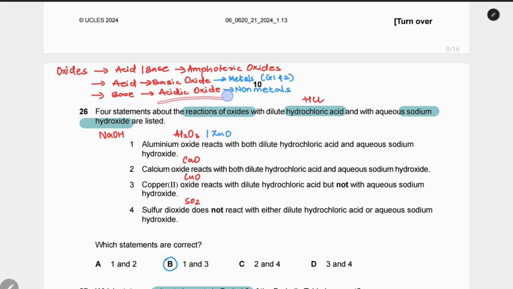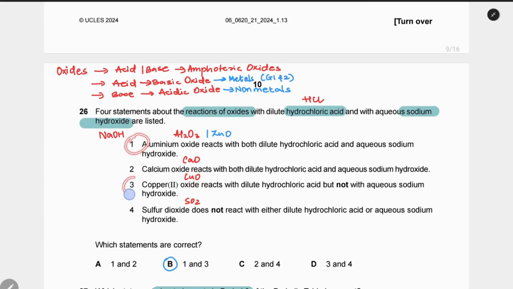And if they're acidic oxides, mostly it's going to be non-metals. So if you can see from the question, aluminum oxide. Now we have to think about oxides which react with both acid and base, and which give me an amphoteric oxide. So from aluminum oxide, calcium oxide, CuO and SO2, the final answer is aluminum oxide, because that is the only one which gives an amphoteric oxide, and the other one is copper oxide.